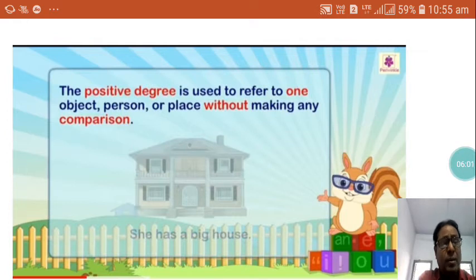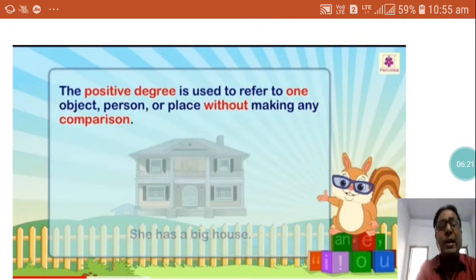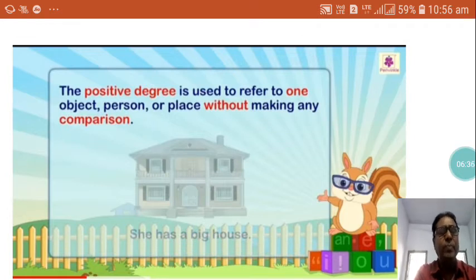I have a red shirt. Here, red is used in the simple form, that is called positive form. It is the first form. The second form is redder, that is comparative degree. Reddest, that is superlative degree. So how we use them depends only on this. When you don't compare the object, person or place with any other place, person or thing, then this is called positive form, positive degree, first form.